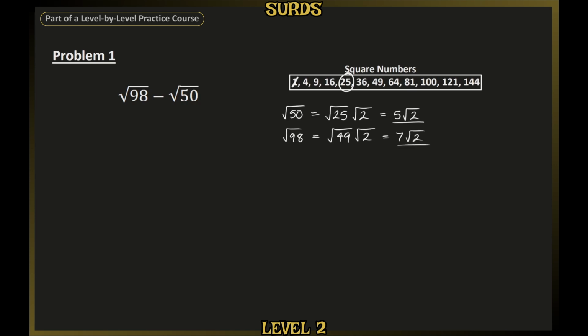So we can substitute these two values into our original sum. So the square root of 98 becomes 7 root 2. And we're going to take away the square root of 50, which is 5 root 2. And in a very similar way to 7x minus 5x being 2x, 7 root 2 minus 5 root 2 is 2 root 2. And this is our final answer to problem 1.